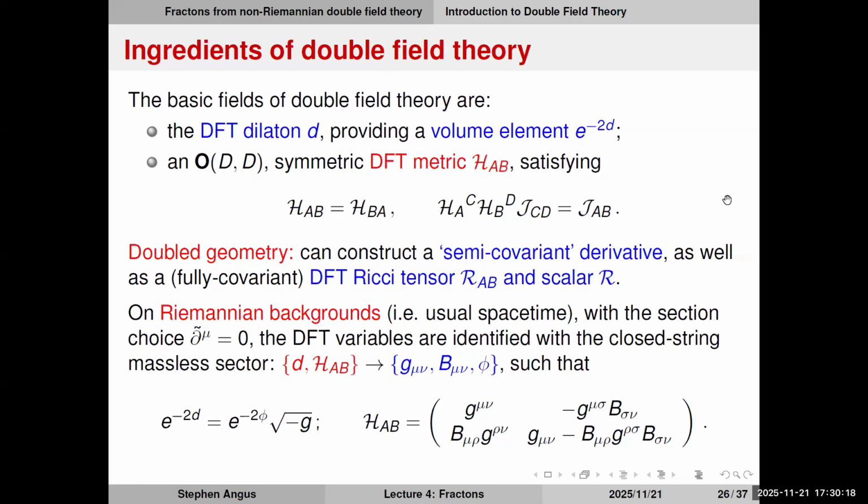And then with this section choice, the DFT variables are just identified with the closed string massless sector, which is the spacetime metric. Then there's an antisymmetric rank 2 tensor B field, and there's a scalar field called the dilaton. And this D and H_AB precisely reduce to these fields such that this volume element decomposes like that. And importantly, this H_AB has the inverse metric and the B field all packaged together. So this is very nice.